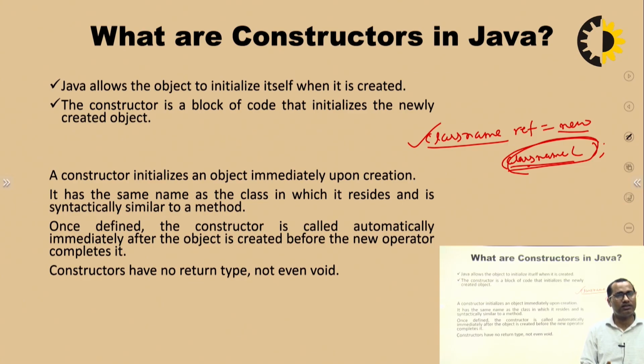We can say that it is a special method that has the same name as the class. Once we define the constructor, it is called automatically immediately after the object is created, before the new operator completes. And as I have said, the constructor is syntactically similar to a method, but here I want to mention that the constructor has no return type. That means it doesn't even have void.